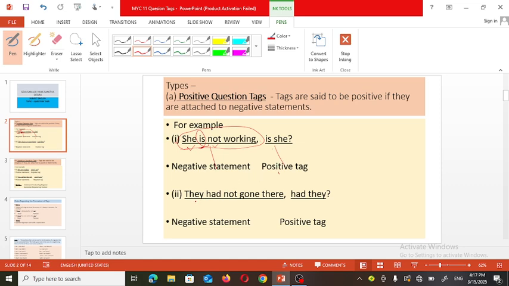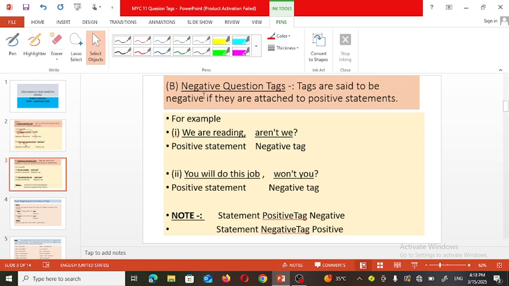Now see the next example. They had not gone there. Not is used, so the sentence is negative. So the question we are going to tag with that must be positive. In the given sentence, the to be form had is used and the pronoun is they. So our question tag will be had they. So see how the statement should be: they had not gone there, had they? Question mark.